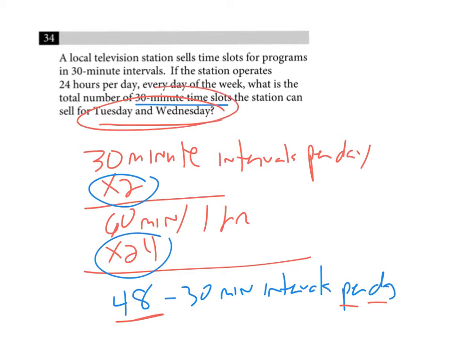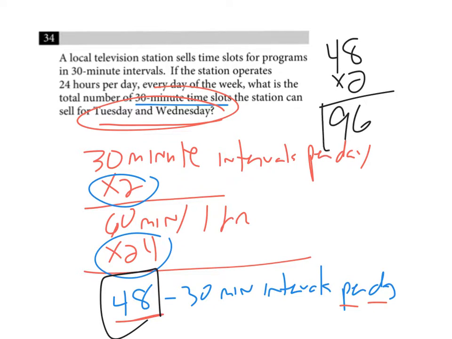But since they're talking about Tuesday and Wednesday, they're talking about 2 days, we're simply going to take the 48 and multiply it by 2. So here you're going to get 96 30-minute intervals. So here your answer is 96.